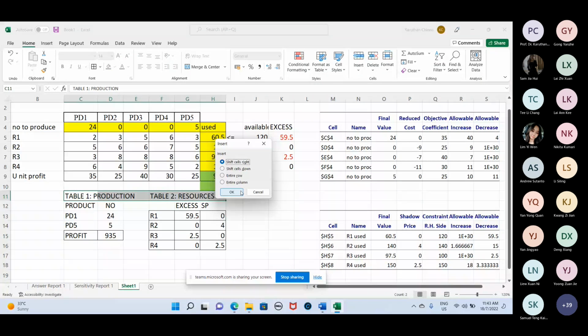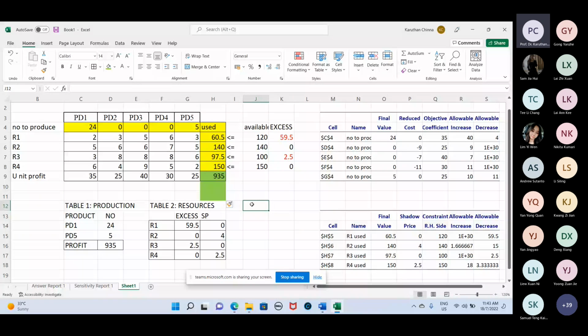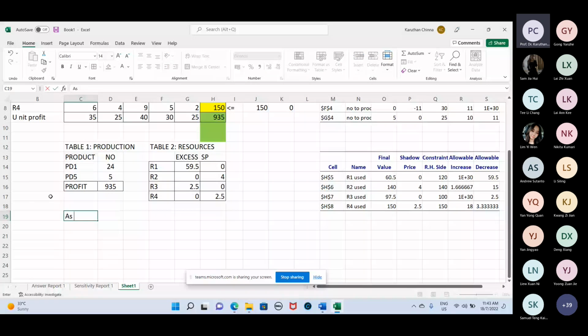Right up, you say, as shown. Don't just leave the table there. As shown in table 1, blah, blah, blah. The optimal solution is to produce 24 items of P1 and 5 units of PD5, and the total profit is 935. Right, write about this.